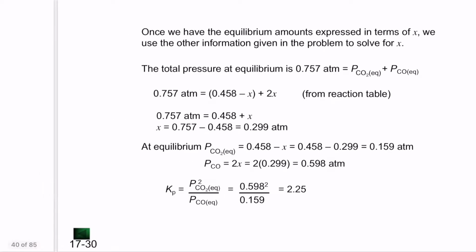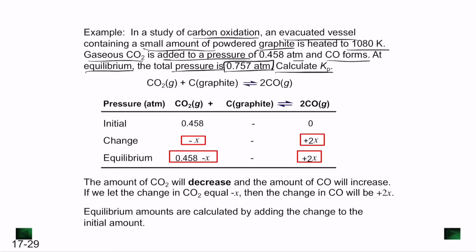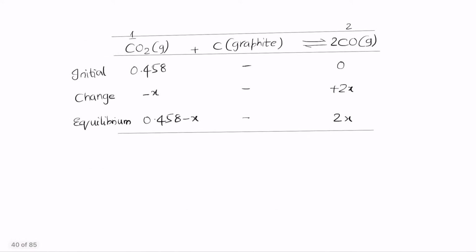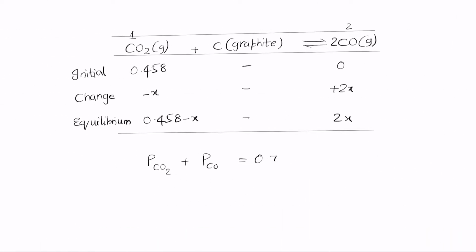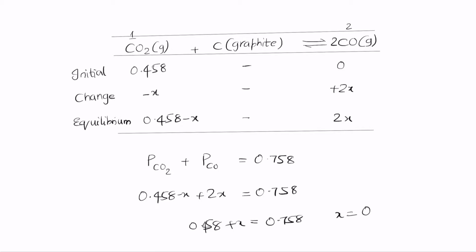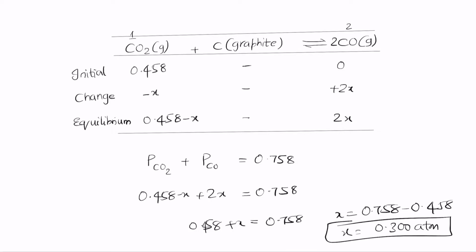Now the next thing you have to remember is that the value given here is the total pressure, which is 0.757 atmosphere, the pressure of carbon dioxide plus the pressure of carbon monoxide. So the combined pressure of carbon dioxide and carbon monoxide is given as 0.757 atmosphere. Now the equilibrium pressure is 0.458 minus x plus 2x equals 0.757. So 0.458 plus x equals 0.757. X becomes 0.757 minus 0.458, so that value gives you 0.299 atmosphere. So this is the x value that you have found.